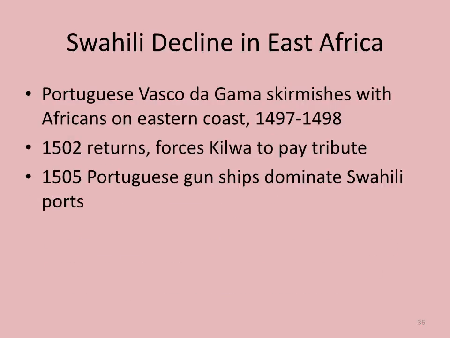Now, the Swahili decline is going to occur in East Africa. The Portuguese Vasco da Gama skirmishes with the Africans on the East Coast. We're also going to see in 1502, Kilwa is required to pay tribute. And by 1505, Portuguese gunships dominate Swahili ports. So the cultural diversity of the Swahili tribes is going to be limited because the Portuguese are just going to take over. They're going to follow the path of Vasco da Gama, and once they follow that path, they're going to start claiming ports. And once those ports are claimed, they essentially diminish the local languages and the local powers.